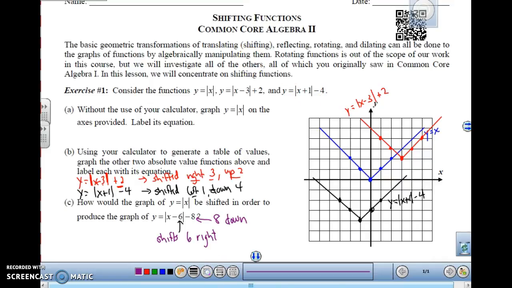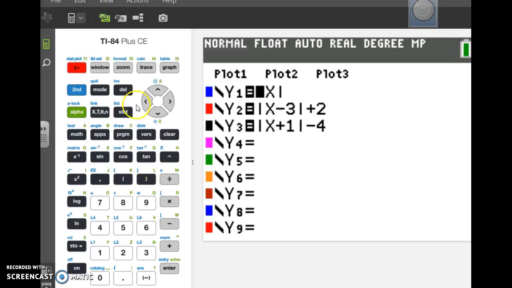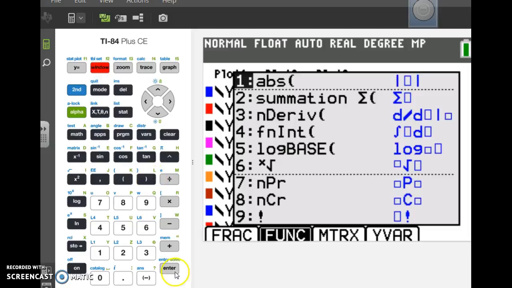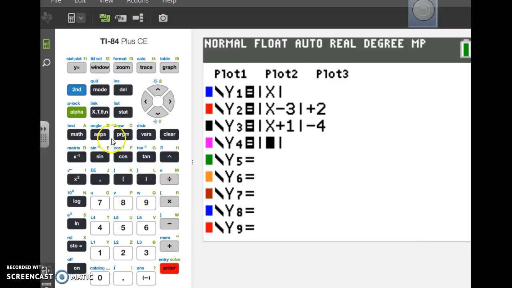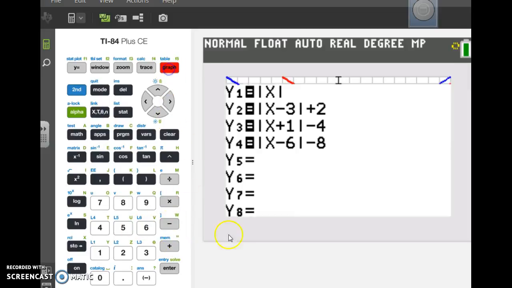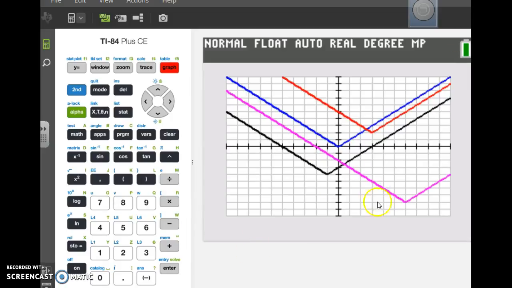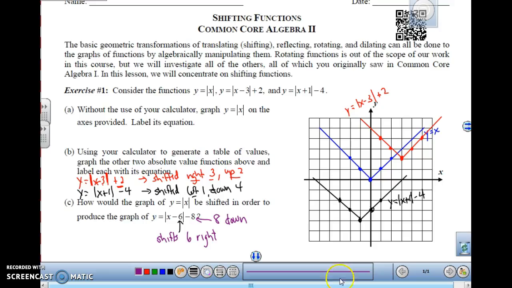If I go to my graph, just to make sure, I'm going to go down here. Y equals the absolute value of x minus 6, minus 8. X minus 6, and then minus 8. And look at my graph. There it is. It's going to shift way over here, 6 to the right, 8 down. Okay, so the shifting rules are, if it is inside absolute value bars or parentheses or whatever you happen to have, it's going to go the opposite direction, left or right. Outside is going to go up or down, depending on what the sign is.